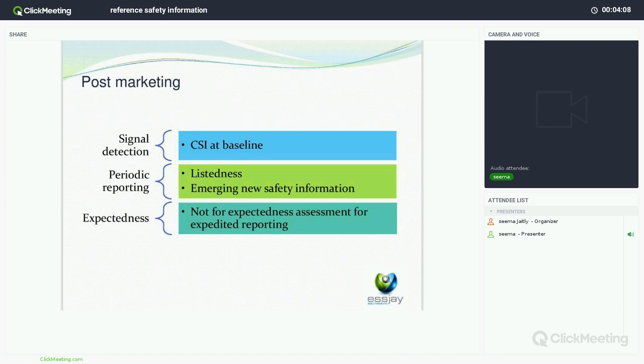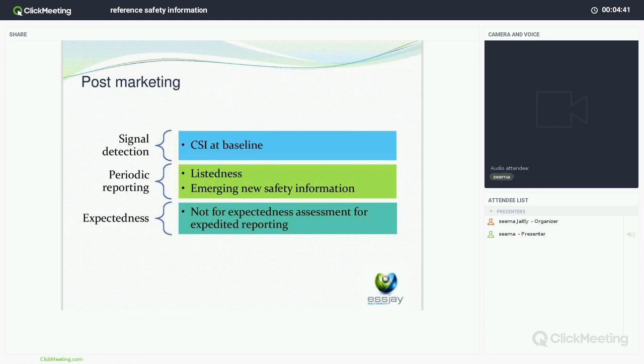When you're looking at periodic reporting, as I was saying, it determines listedness, so it gives you an idea of new or emerging safety information that you are seeing within the interval, the impact of that with regards to your product, and whether any changes need to be made. Importantly, as we've said, the CSI in this setting is not used for the expectedness assessment for expedited reporting. That would be the local label in the country where you would need to make that assessment.